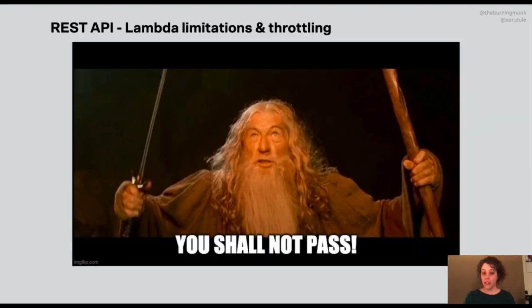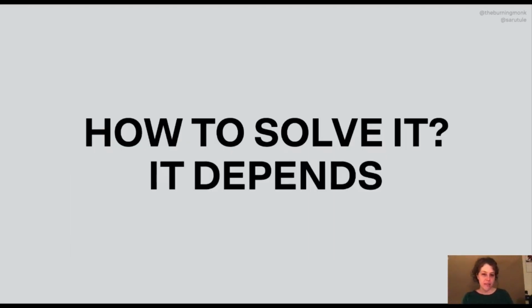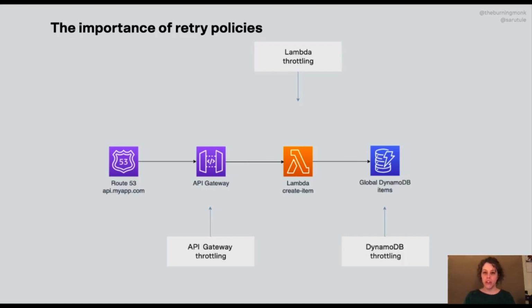If you don't pay a lot of attention to this limitation, the risk is that the Lambda will throttle your requests, causing downtime for your consumers, and that's not really optimal. But how do we solve this? The answer is, it depends. First of all, if you are in charge of the client side of the application, you need to make sure you always implement retry policies, because the throttling can happen on different layers of your own application as well. It can happen in Dynamo, it can happen in the Lambda service, and in the API Gateway as well.